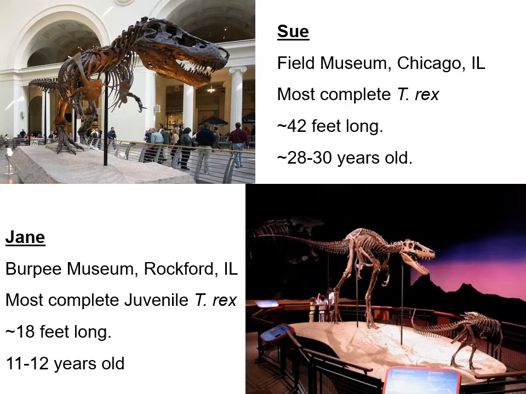It's about 42 feet long, and based on bone histology, where we can take the femur and cut it in half and count the growth rings of bone, Sue was about 28 to 30 years old when the specimen died. Jane is at the Burpee Museum in Rockford, Illinois, which is only about an hour and a half away from Chicago. It's the most complete juvenile Tyrannosaurus rex, was about 18 feet long, and was about 11 to 12, maybe 13 years old at the time of death.